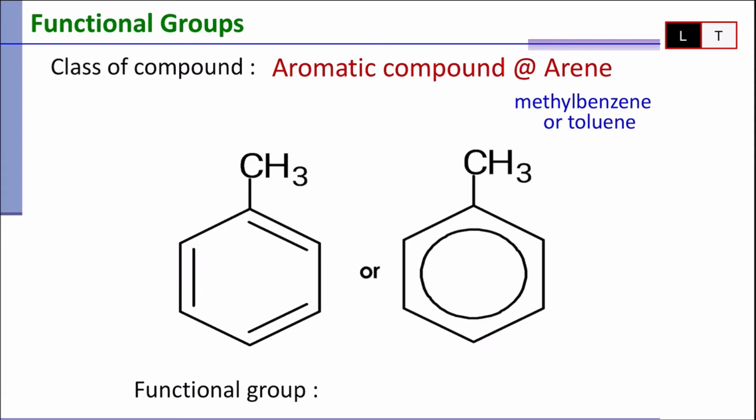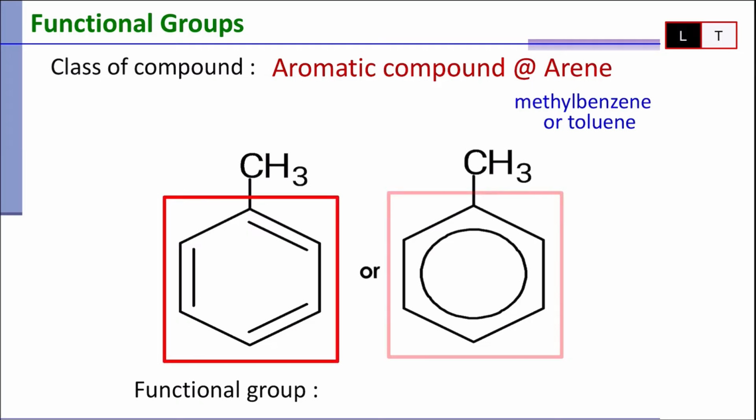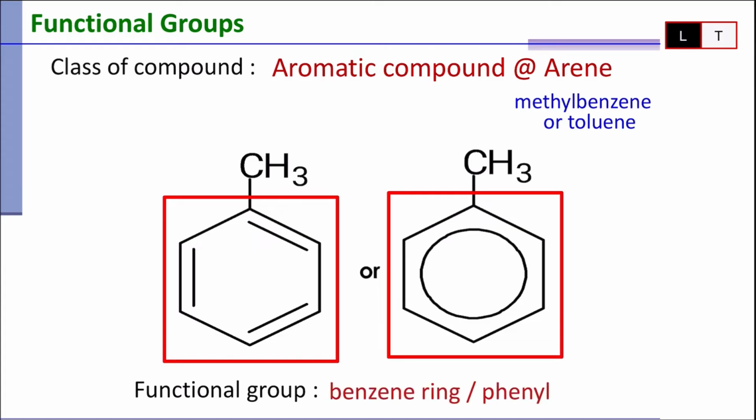Another name for this aromatic compound kita boleh juga guna sebagai arene. So how do you circle the structure for its functional group? You are going to circle the benzene ring, just like this one. So the name of the functional group is benzene ring or phenyl. So from here, we've learned a lot of functional groups: apa class of compounds, dia punya structure, macam mana awak nak circle, dan nama functional group.